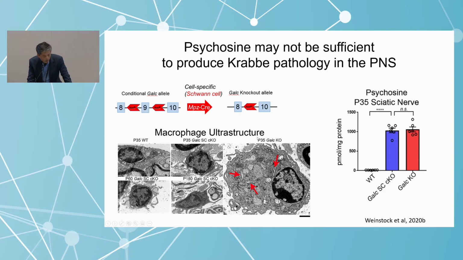And this is one example, the macrophage phenotype. This is the Krabbe full knockout mouse model macrophage. You can see very large macrophages having lots of debris. This is a wild type control, and you can see the normal shape of the macrophage. But the Schwann cell conditional knockout mouse model looks like the wild type, not much like a knockout. However, when the cytokine level was measured in the sciatic nerve, you can see a quite similar level, which means that besides cytokines, there must be something else producing this Krabbe pathology in the PNS.